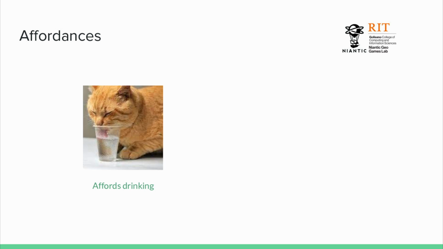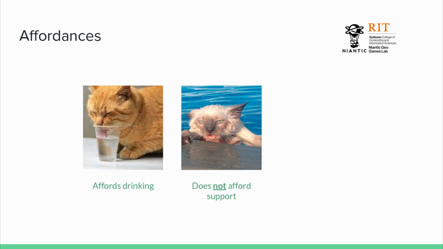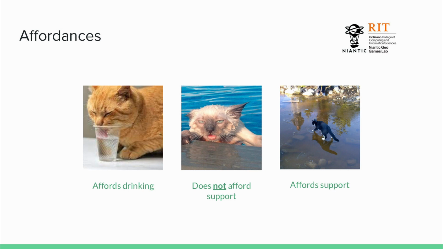However, that same liquid water does not afford support to the cat. If the cat were to attempt to walk on liquid water, they would generally not be pleased with their situation, right? However, we change the physical properties of that water even slightly and freeze it. Suddenly, the cat is able to walk on the water and the water affords support.